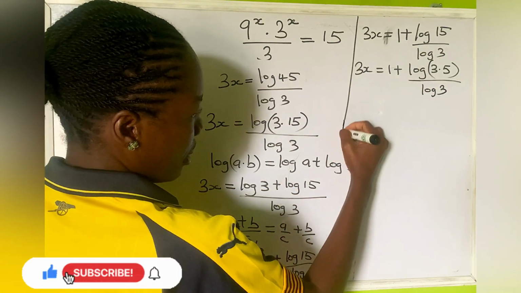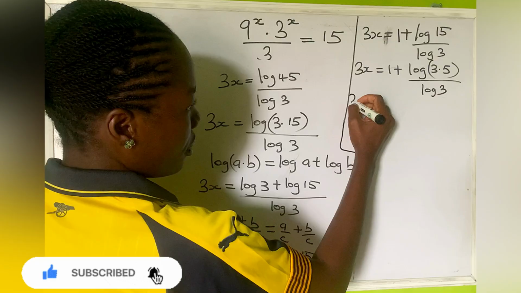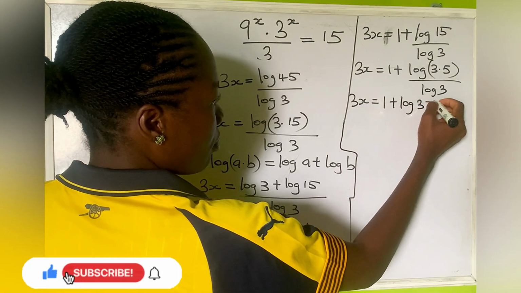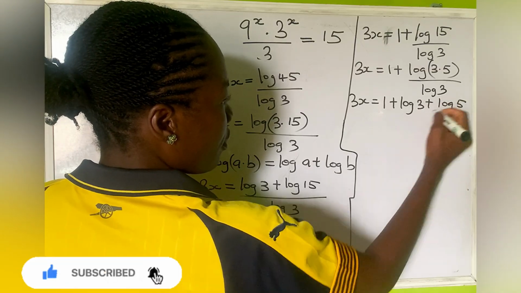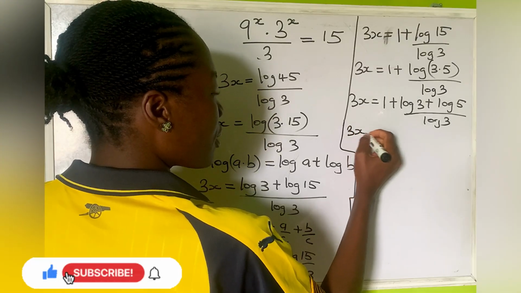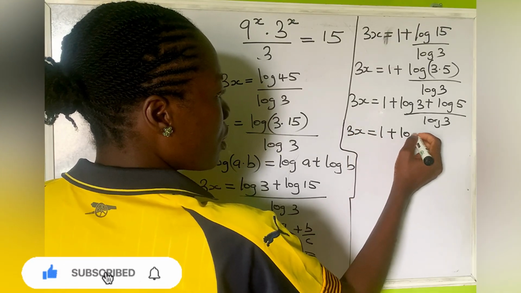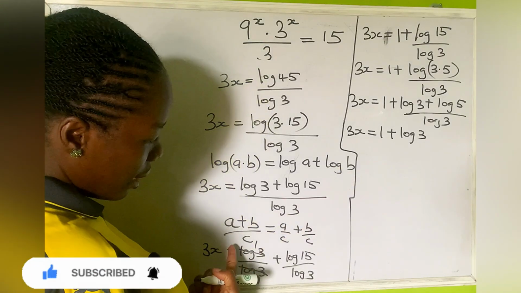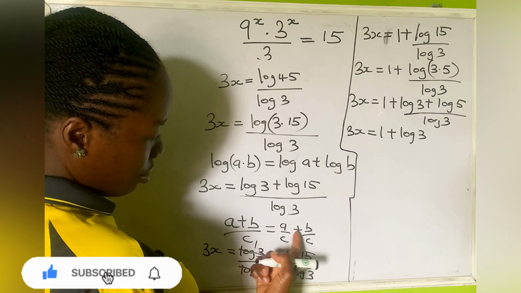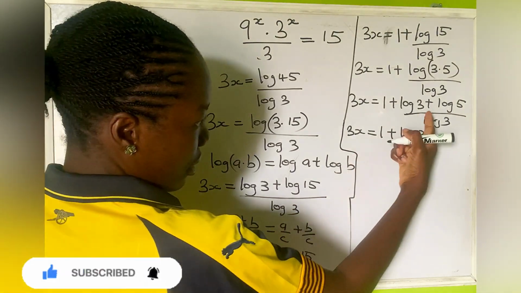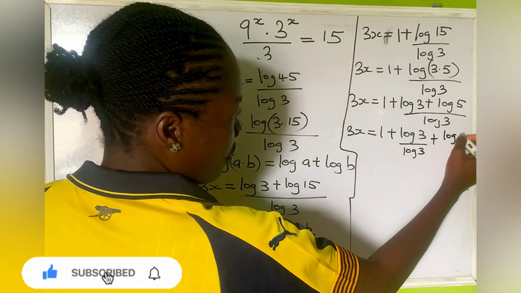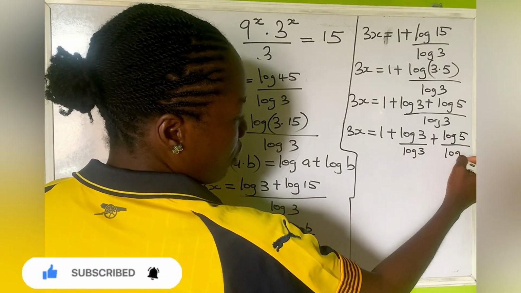So let's apply the same thing here. Okay, so this is now 3x is equal to 1 plus log 3 plus log 5 all over log 3. Now we have 3x is equal to 1 plus log 3, just like I explained earlier. Here, a plus b over c is the same thing as saying a over c plus b over c. So this is the same thing as saying 3 log 3 over log 3 plus log 5 over log 3.